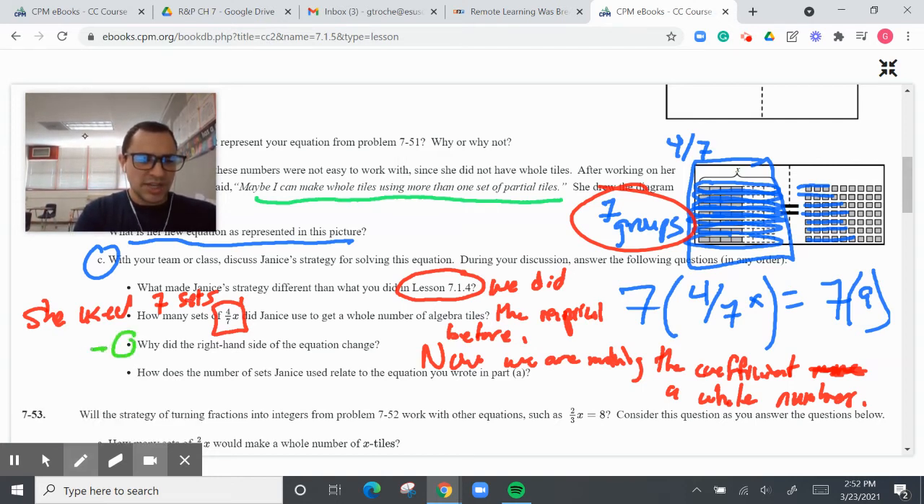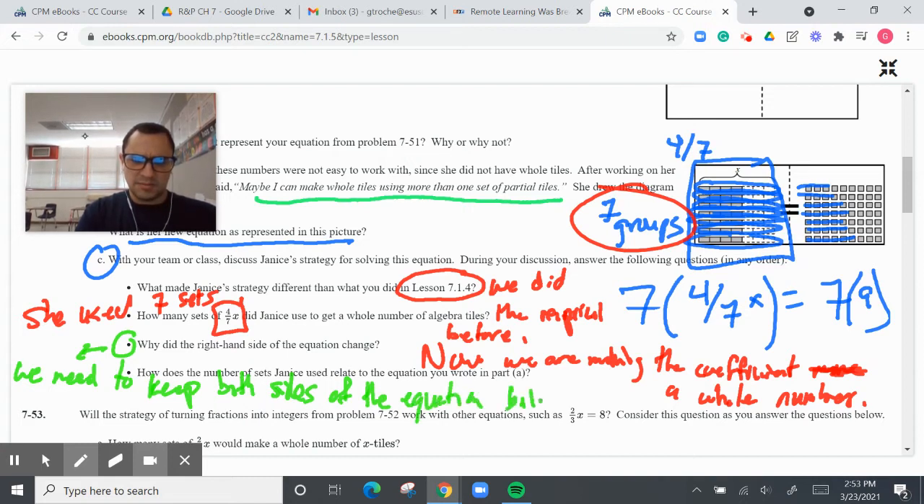All right. Why did the right-hand side of the equation change? The reason why that changed is because we need to keep both sides of the equation balanced. So you have to keep both sides. So if you do it on one side, you do it on the other. All right. And you got to keep it equal. So you can say balanced or equal. Because if I just multiplied by 7 on one side and not the other, then it's way off balance. It's not equal on both sides.